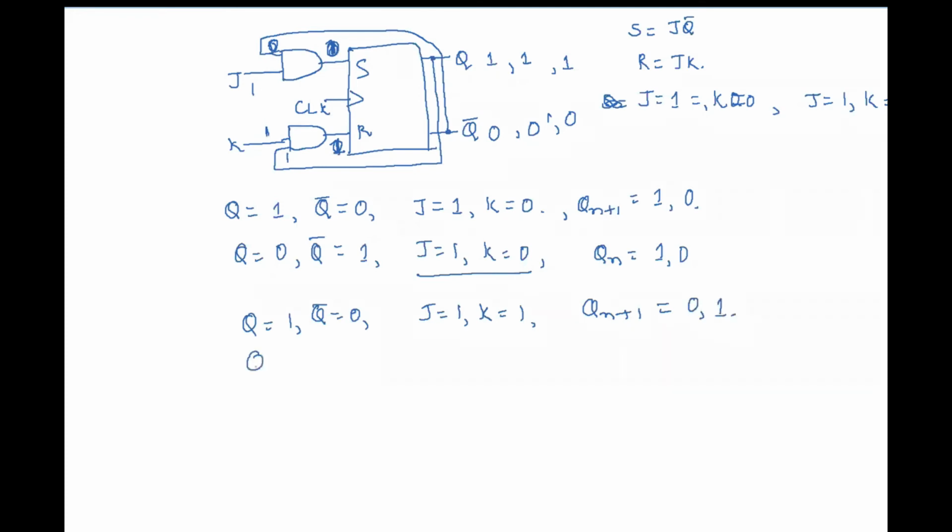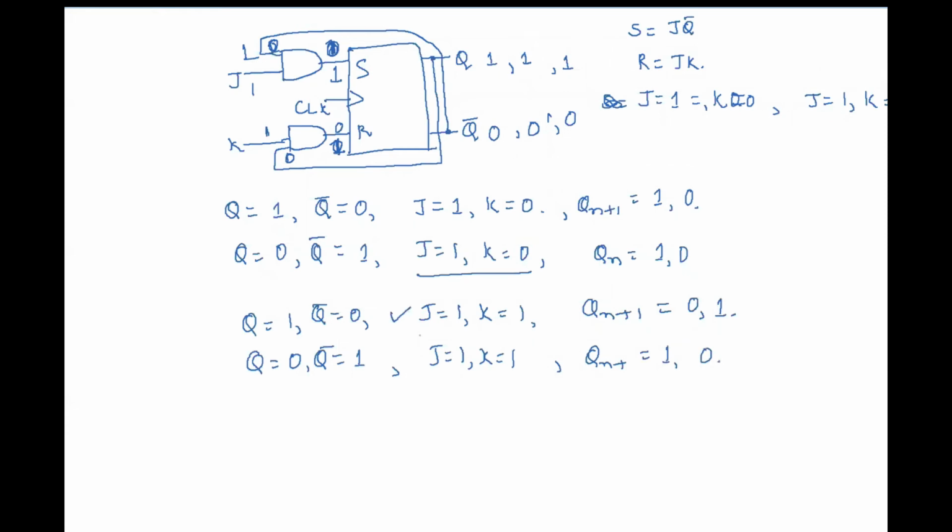Now consider the second case when Q is equal to 0, Q bar is equal to 1 and J is equal to 1, K is equal to 1 already there. So J is equal to 1 and Q bar is equal to 1. Q bar is coming from here. So this gives you this equal to 1. Now K is equal to 1 and Q is equal to 0. This gives you this is equal to 0. So when S is equal to 1, your output is going to be 1 and the other is 0. So what have you observed?